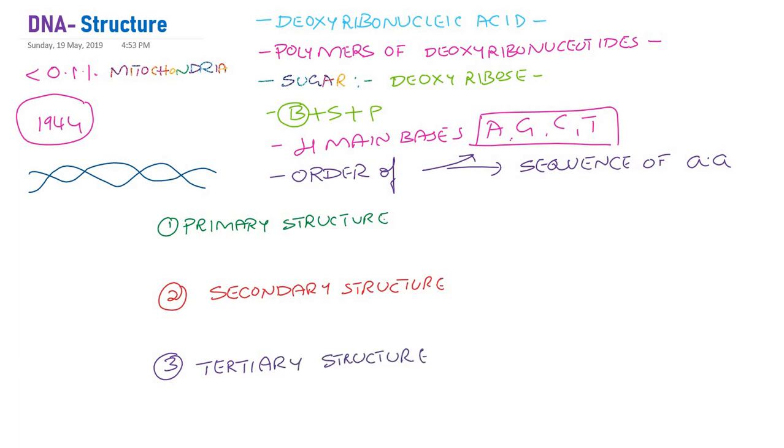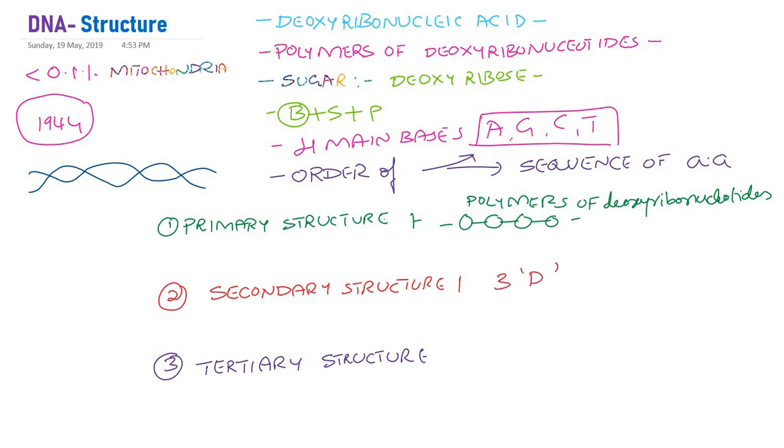The primary structure is nothing but the polymer of deoxyribonucleotides. The secondary structure is the three-dimensional structure of the DNA. The tertiary structure is supercoiling. We will see the structures one by one. First we will see what the primary structure of DNA is.